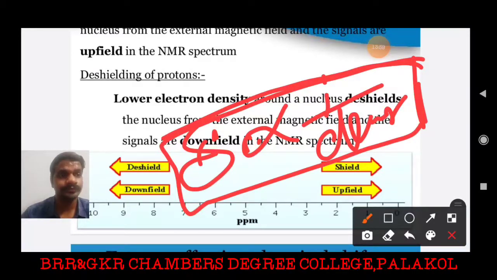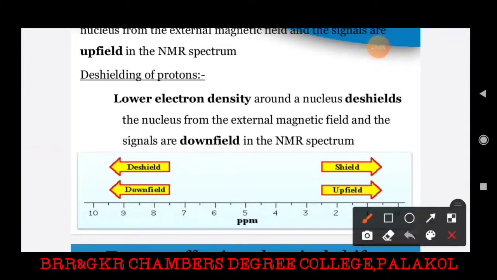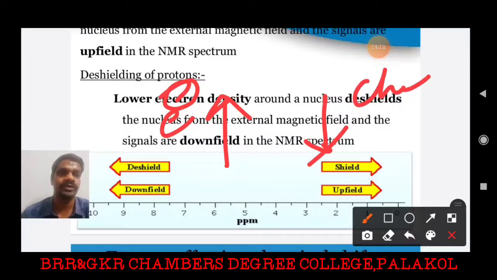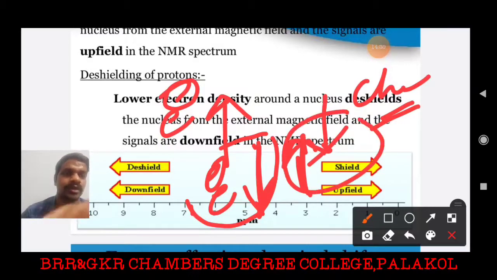That means if any nuclei is surrounded by more number of electrons, then the chemical shift value will be very low. It is electron density and it is chemical shift value. For example, if the nuclei having more number of electrons surrounding it is having low chemical shift, if the nuclei is surrounded by lower number of electrons it is having high chemical shift value, so low chemical shift value is nothing but shielding and high chemical shift value is nothing but de-shielding.